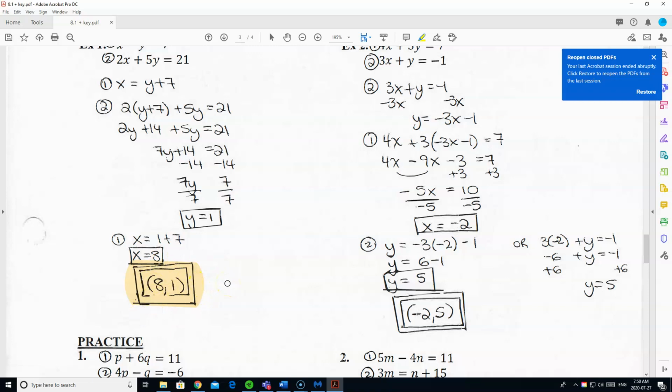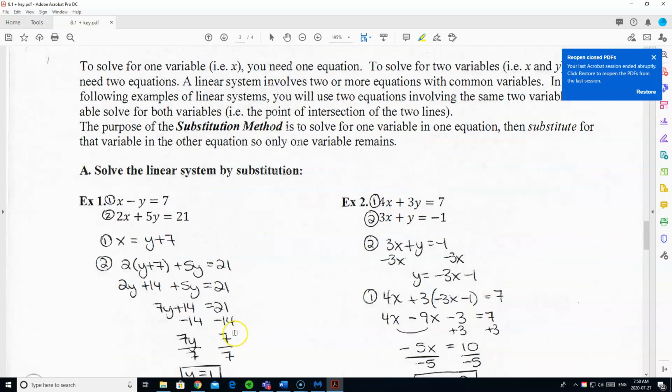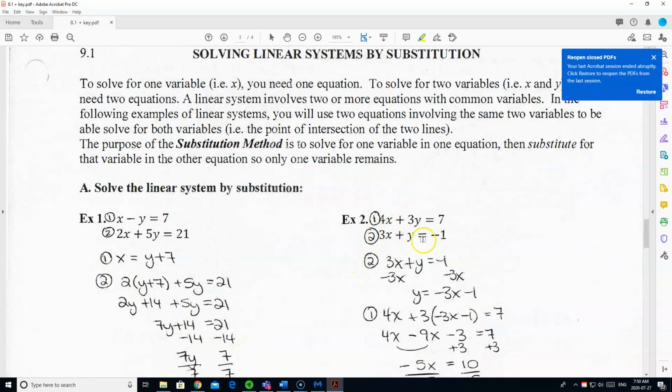Okay. So hopefully that kind of makes sense. We'll go through the same idea again over here.